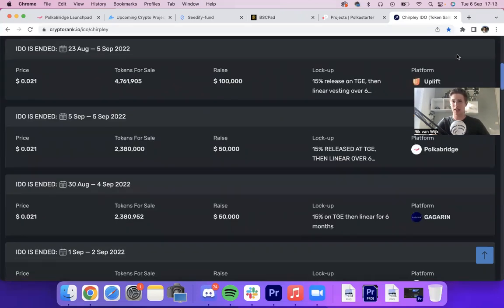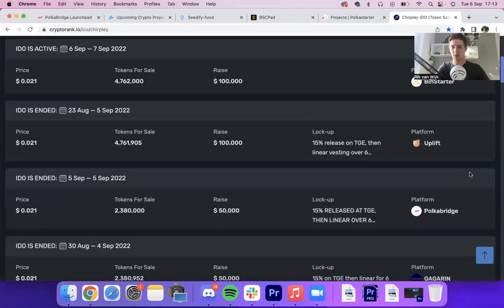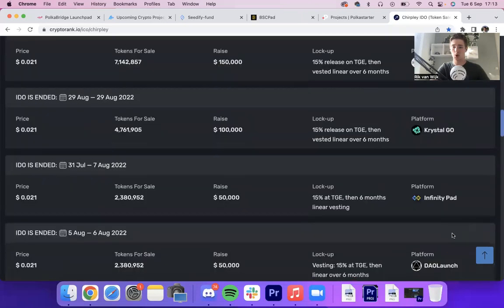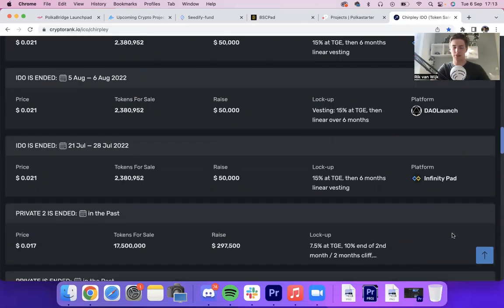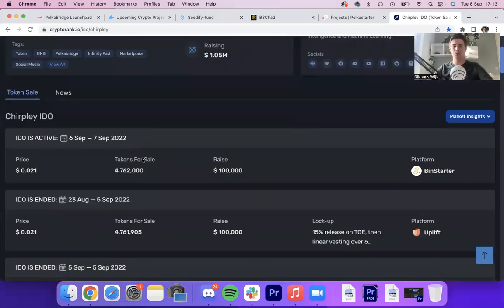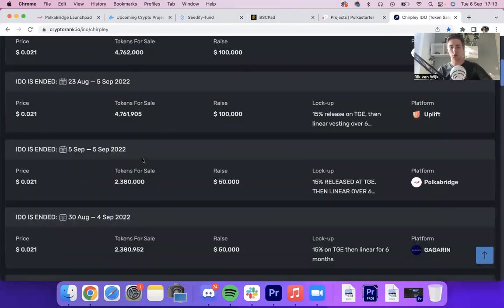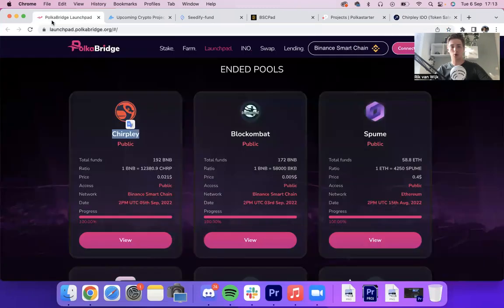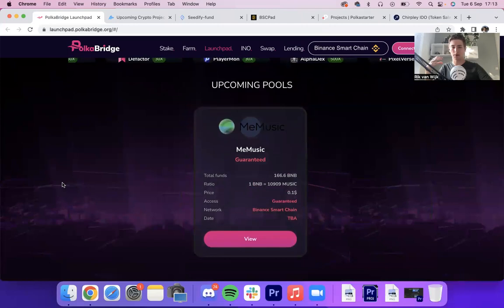Now, they've been sold on a lot of platforms. Uplift, Gagarin, Engine Starter, Phantom Starter, Moon Starter, Synapse, Crystal Go, Infinity Pad, DAO Launch. It keeps on going, right? So this was a big project. And overall, I have always been quite bullish on Chirply. I felt like it was a good project with a lot of potential. Again, we're not going to be able to review this one in particular, but this was very recent. So that also ties back into the quantity metric that we talked about earlier.